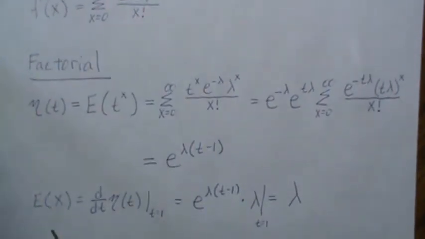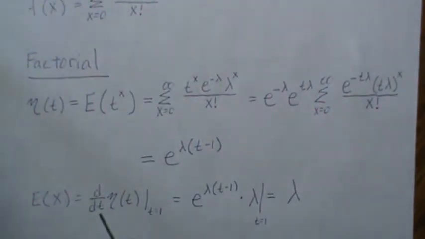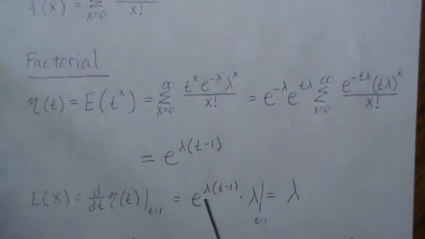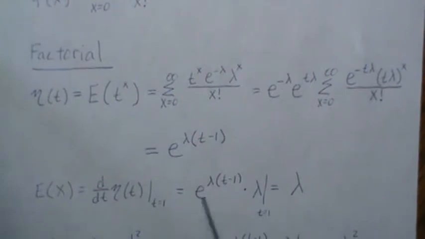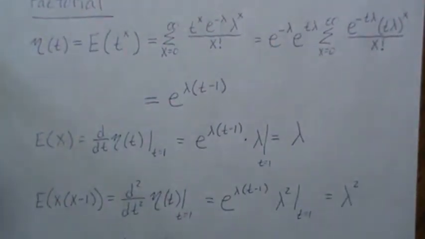So let's use it once. The first factorial moment is the derivative of eta evaluated at t equals 1. If we take the derivative of this, we get this function here evaluated at 1. This drops out, and we're left with lambda, which we know is the mean of a Poisson. So the second factorial moment, and it's called second because there's 1, 2 terms, sometimes called a falling factorial: you take the second derivative of eta, and you get this function here. It's evaluated at t equals 1, and you get lambda squared.